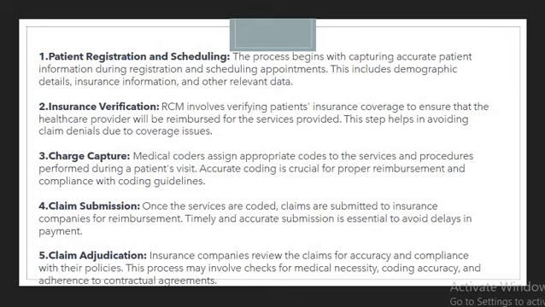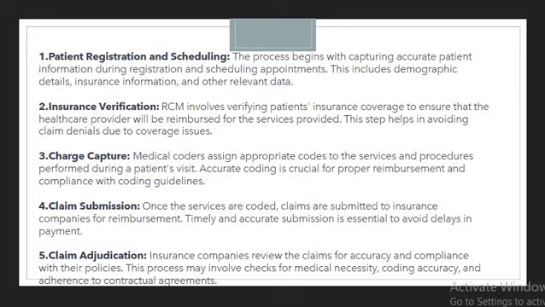So during this phase, during this component, what all things will be performed? Firstly, the medical coder assigns the appropriate codes to the services and procedures performed during the patient visit. Then the reimbursement process is further processed. After that, we come to the point of claim submission.